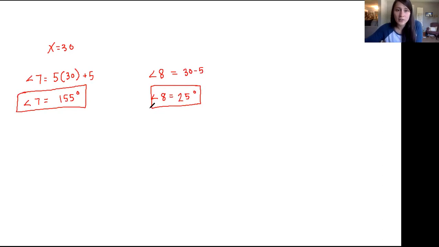If you wanted to check your answer, I know that angle 7 plus angle 8 equals 180. That's one of the characteristics. So if I sub in 155 plus 25, I should get 180. When I add that up, that equals 180. Good. So I have got the correct answer there.